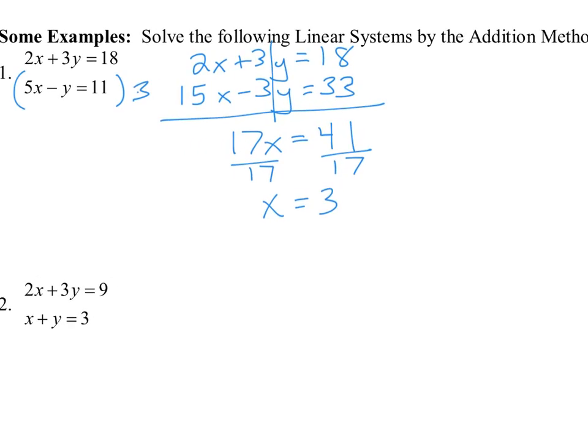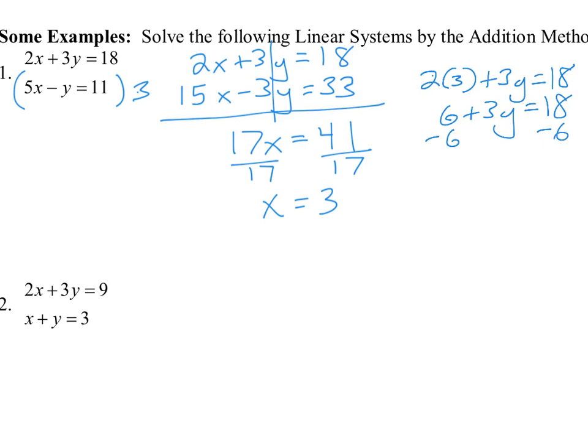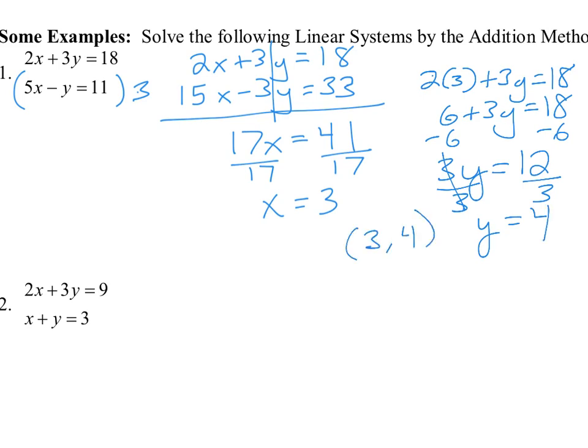So let's say I need to keep my equation on the picture. All right, 2x, so 2 times 3 plus 3y equals 18. Well, 2 times 3 is 6. Now I subtract the 6 from both sides. I get 3y equals 12. I divide both sides by 3, and I have y equals 4. So my final answer for this one would be 3, 4.